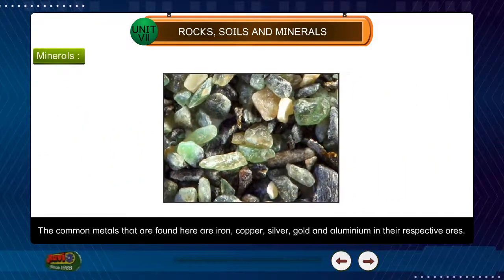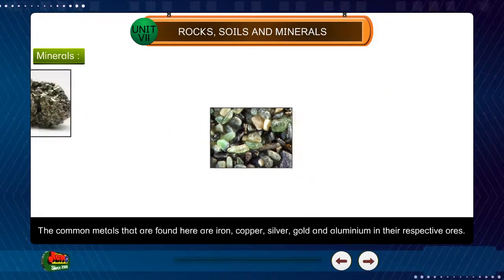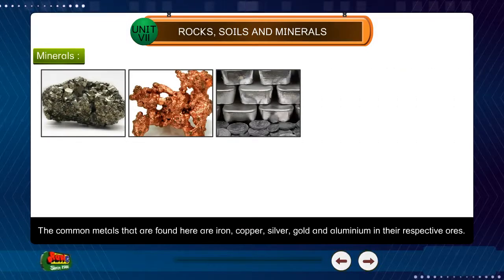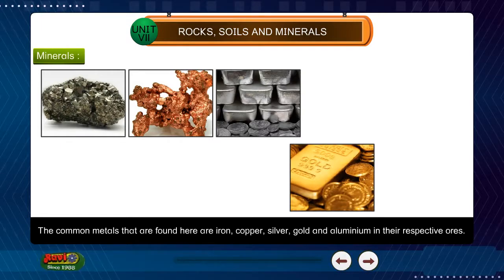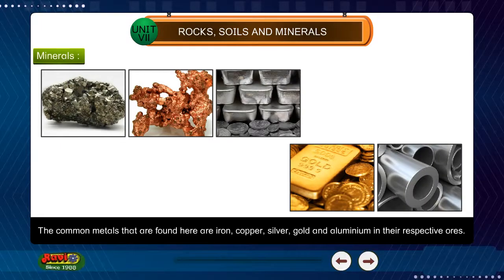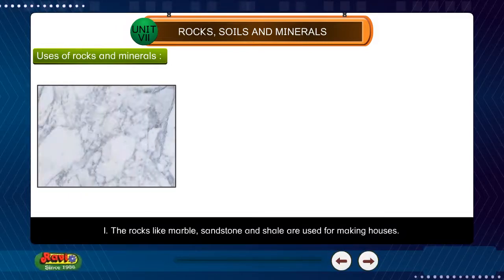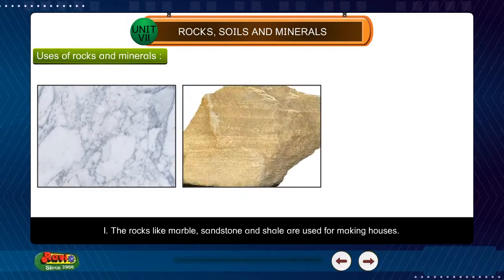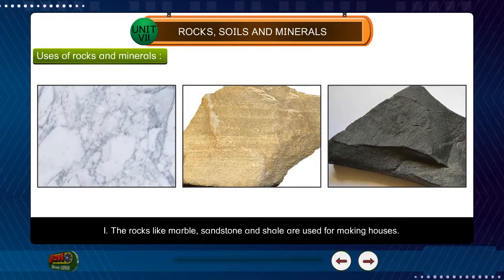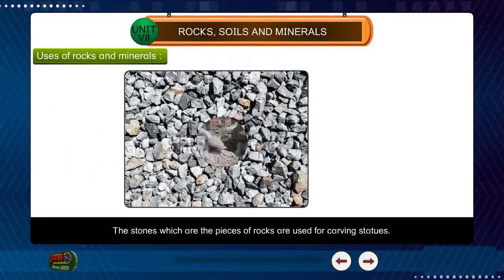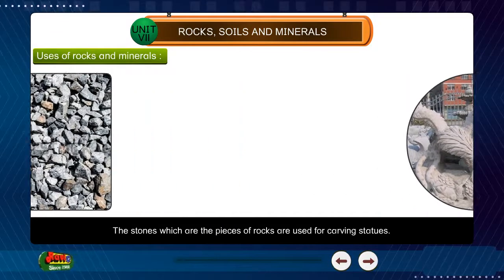The common metals that are found here are iron, copper, silver, gold, and aluminium in their respective ores. Uses of rocks and minerals. 1. The rocks like marble, sandstone, and shale are used for making houses. The stones, which are the pieces of rocks, are used for carving statues.